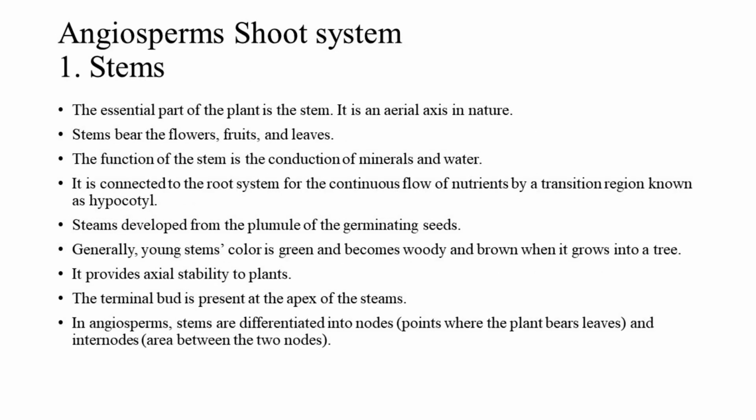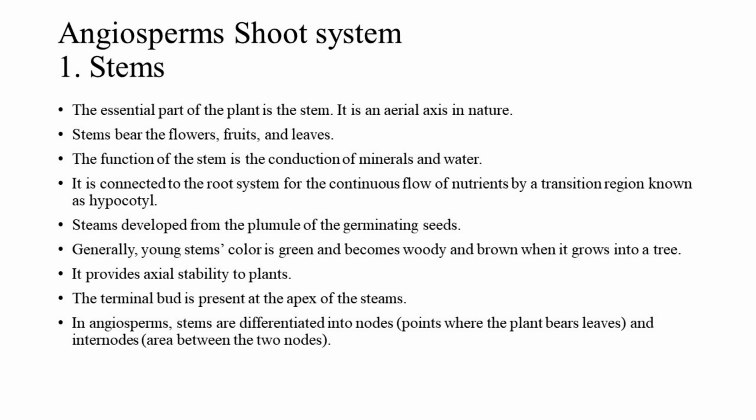Angiosperm shoot system. 1. Stems. The essential part of the plant is the stem. It is an aerial axis in nature. Stems bear the flowers, fruits, and leaves. The function of the stem is the conduction of minerals and water. It is connected to the root system for the continuous flow of nutrients by a transition region known as the hypocotyl.